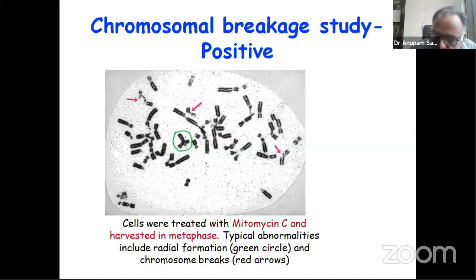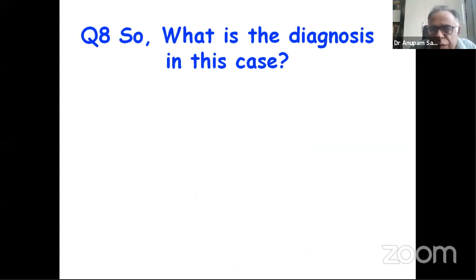Okay, this is a chromosomal breakage study which shows triradiates and other changes, which is done with mitomycin C or diepoxybutane. And this is typically seen with Fanconi's anemia. What is the diagnosis which was seen in this case? What is the diagnosis in this case, Satya?